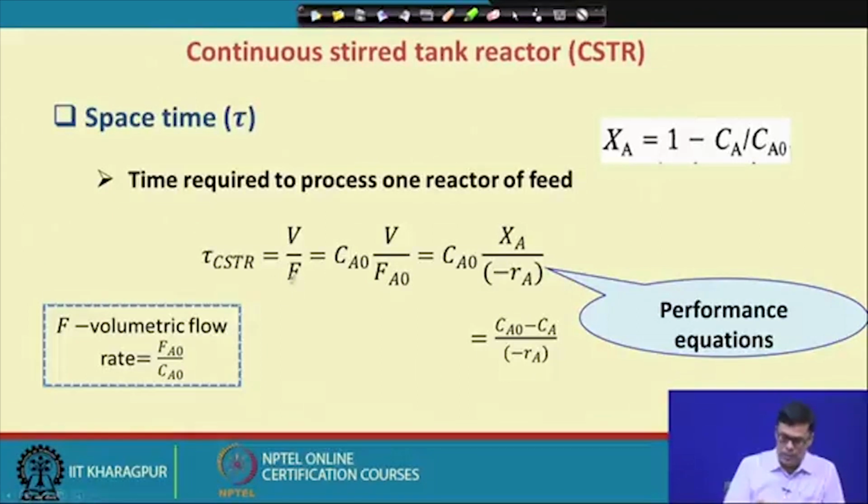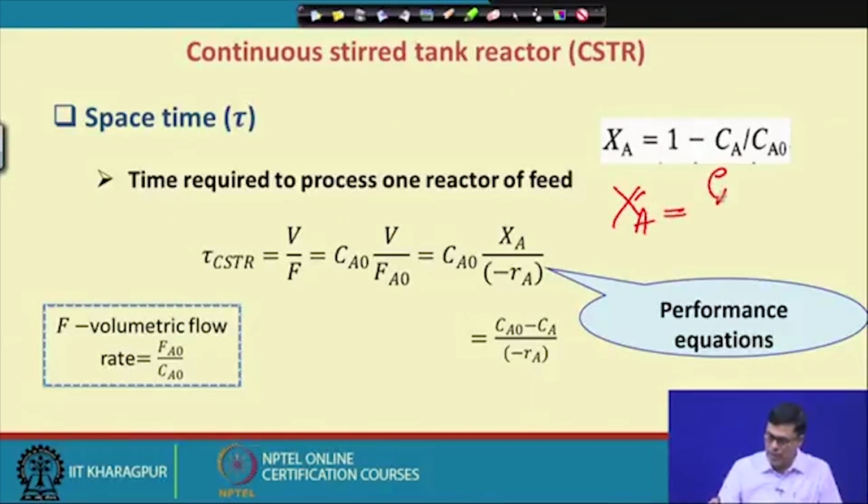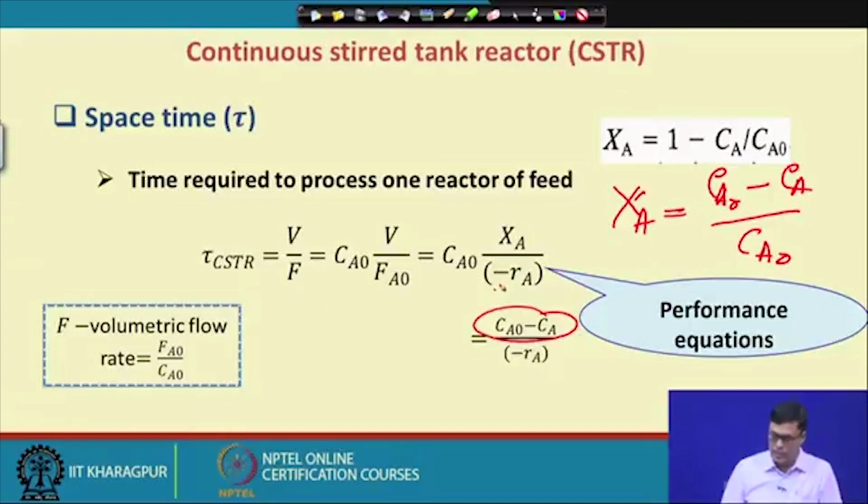This tau CSTR equals V by Fa0, that is V by Fa0 into Ca0 into Xa. Then what is the Ca0 into Xa? Xa is the fraction of A that is converted. So Ca equals Ca0 minus Ca0 Xa, that is, Ca0 into Xa equals Ca0 minus Ca. So what we have written here is like this.